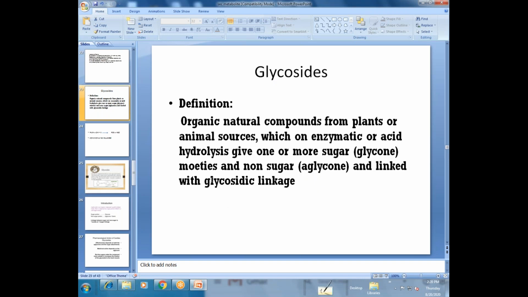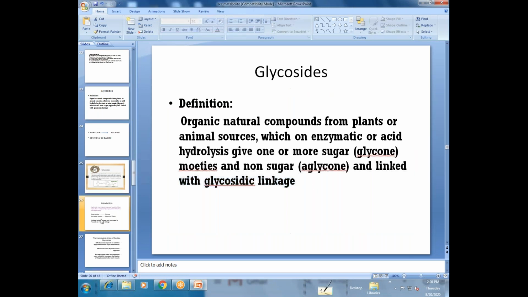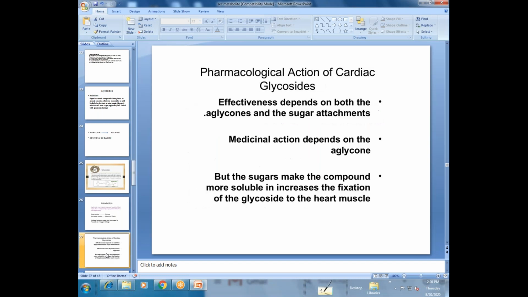So the glycosidic linkage is very important to us. Without a glycosidic linkage, sugar and non-sugar, or the glycon and aglycon, will not get linked. Unless they are linked, there is no pharmacological activity. The sugar portion is known as a glycon and the non-sugar portion as an aglycon. The linkage between the sugar and non-sugar is known as a glycosidic linkage, or sometimes an oxygen linkage if it is an O linkage.